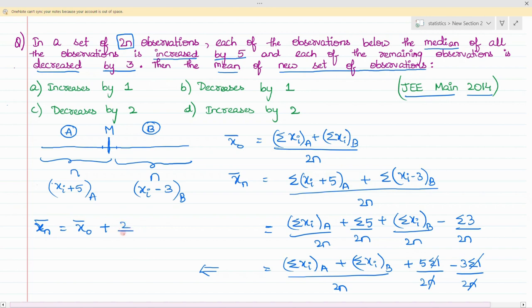That is 2 by 2, that is nothing but 1. So the new mean is nothing but the original mean plus 1. So the new mean of this new set of observations increases by 1.